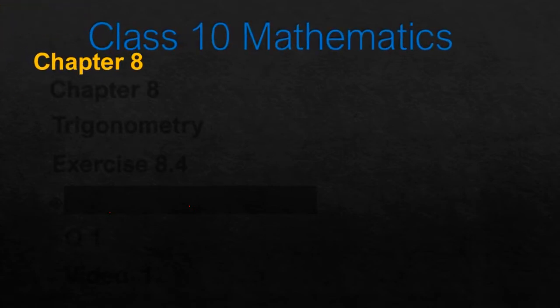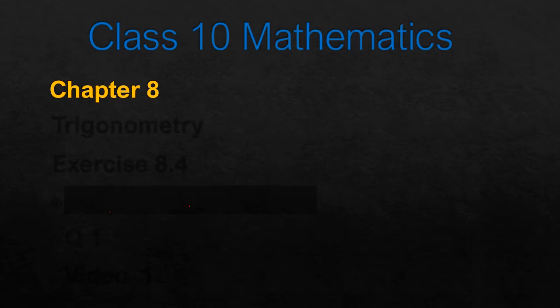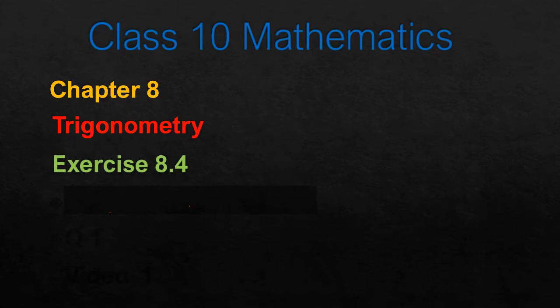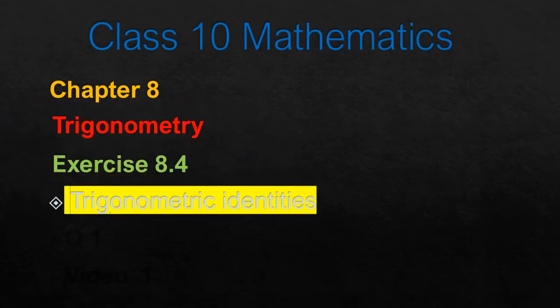So students, in today's video from your class 10th mathematics book, we are continuing our chapter number 8. The name of the chapter is trigonometry, and we are at the last exercise of this chapter, that is exercise 8.4. Before starting the exercise, we will do trigonometric identities. There are some standard trigonometric identities, you can say trigonometric formulas. First of all we will study them, then we will do the questions. So this is the first video of this exercise. Let us start.